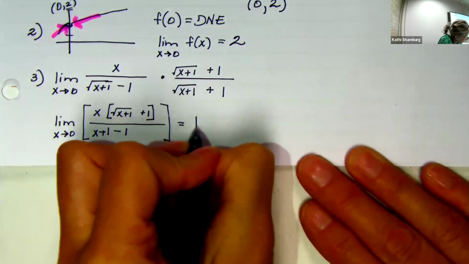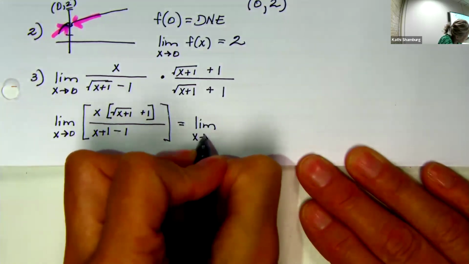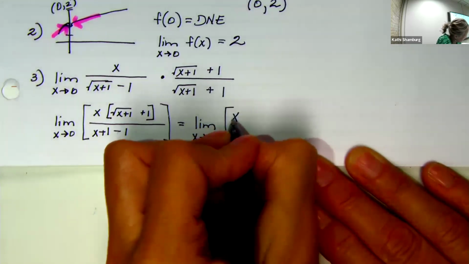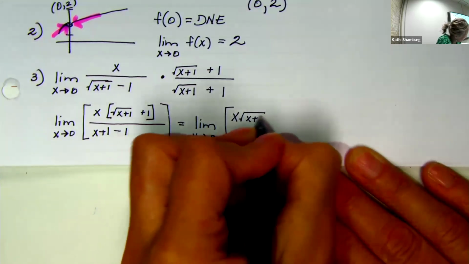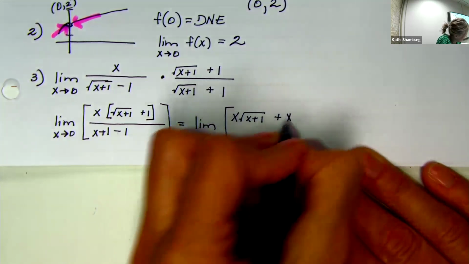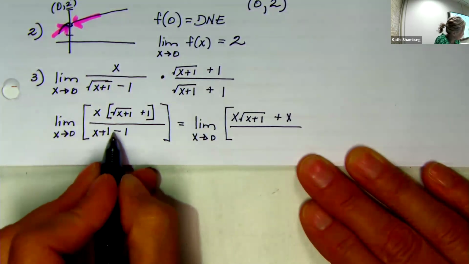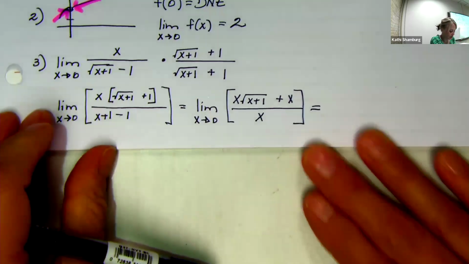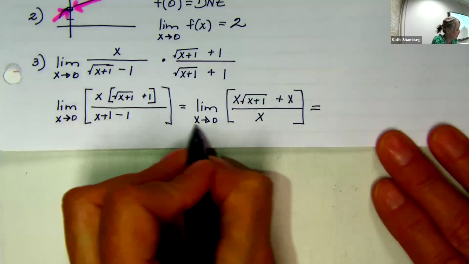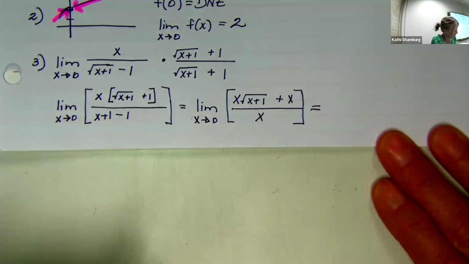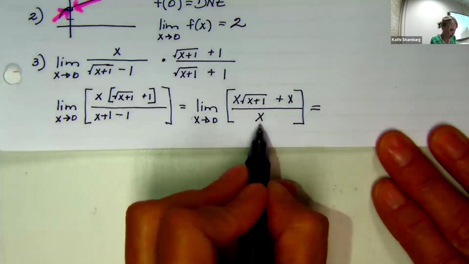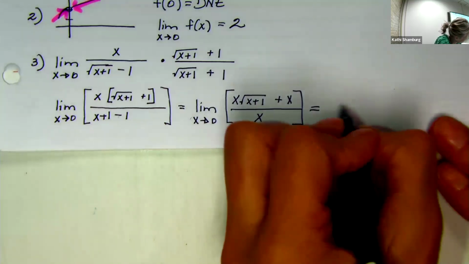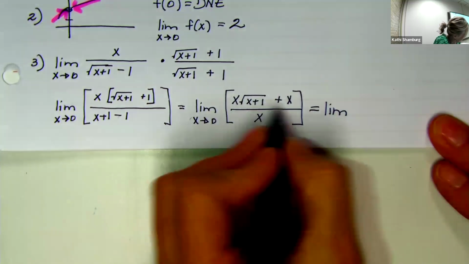So when I simplify this algebraically, now I'm going to distribute this, x times the square root of x plus 1 plus x times 1 is x. And in the denominator, 1 minus 1 is 0, so I'm left with just x. Now, if we do direct substitution by substituting that 0 in for an x, it still gives that to me, right? Okay, what do you notice about the numerator?